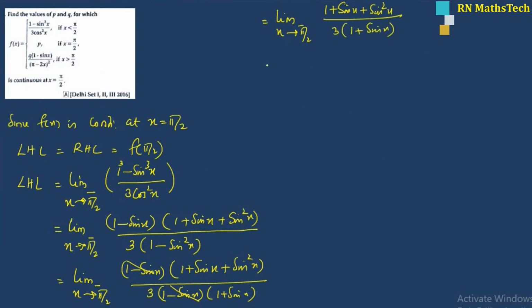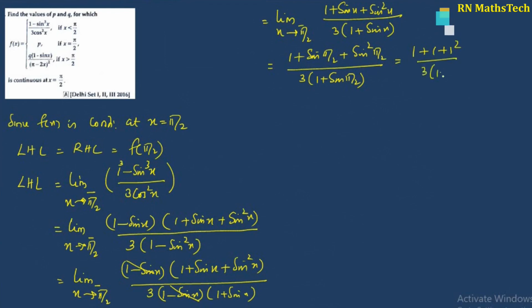So when x is equal to pi by 2, we get 1 plus sine pi by 2 plus sine square pi by 2 by 3 into 1 plus sine pi by 2. Sine 90 is 1, so 1 plus 1 plus 1 square by 3 into 1 plus 1, so 3 by 3 into 2, which is equal to 1 by 2. So the left hand limit is equal to 1 by 2.